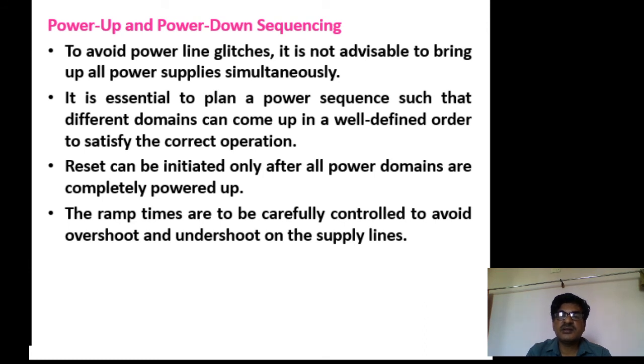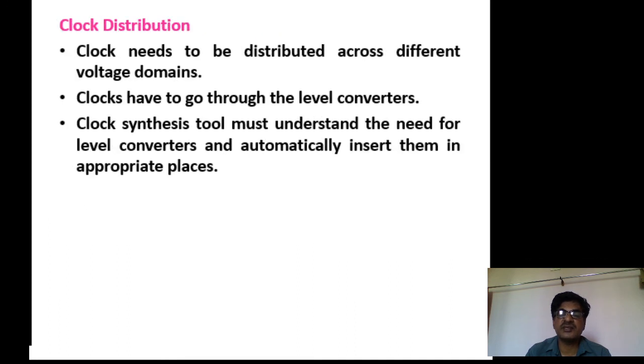And another one is power up and power down sequencing. Since different types of power supplies are used, all the power supplies may not be switched on or off simultaneously. If you do that, power supply glitches occur. Because of glitches, you can get erroneous results at the end. So proper power up and power down sequencing must be maintained between different power supplies to avoid these glitches. Another problem is clock distribution.